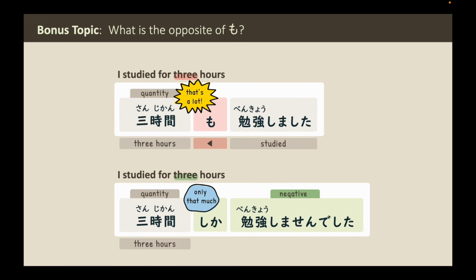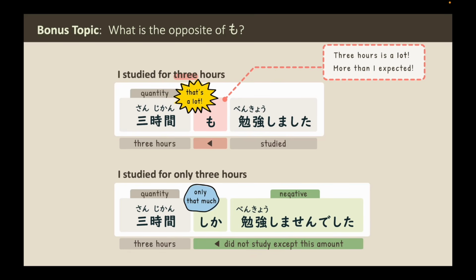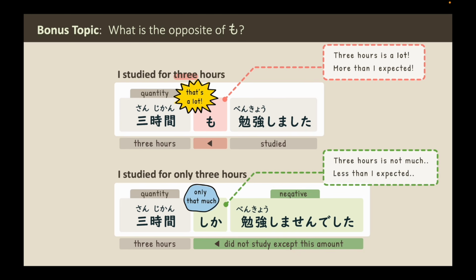I will explain the details of しか in another video, but for now, the key point is that しか must be followed by a negative form, because it literally means I did not study except this amount. So the natural English translation would be, I studied for only 3 hours. So again, も expresses that you think 3 hours is a lot, and it's more than you expected. But しか plus negative form expresses that you think 3 hours is not much, and it's less than you expected.